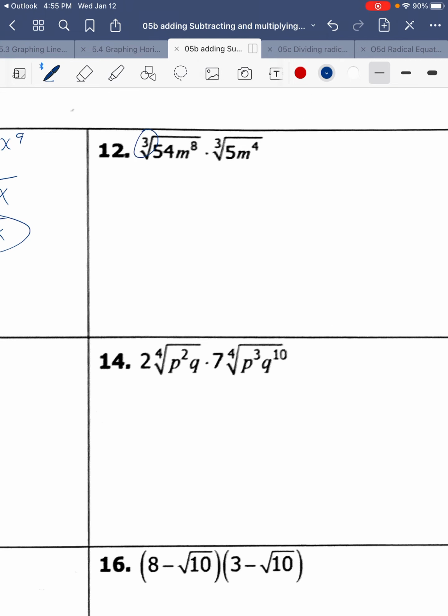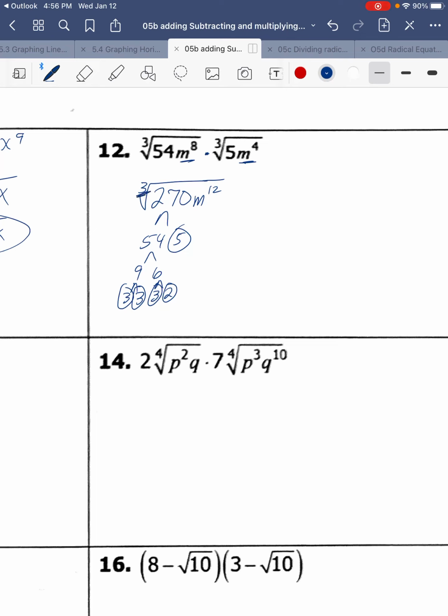Next problem. Cube root. All right, they're both cube roots. Good. So we can put these radicals together. Cube root of 54 times 5 is 270. Like bases with multiplication, you are adding exponents. So 12. 270 is 54 and 5. That's 9 and 6, 3 and 3, 3 and 2. M to the 12th.